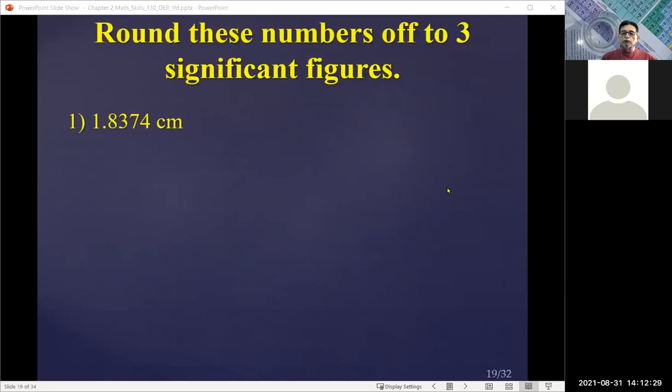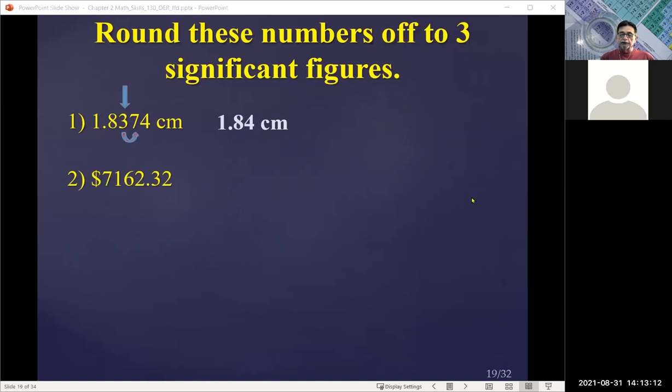Okay, for example, round these numbers to 3 sig figs. To determine the 3 sig figs, you start from the left and count 3 positions to the right. And that's where it is. Okay, 1.8374. We go to the 3rd significant figure digit, from left to right, and that's the 3. We look at the neighbor. It's a 7. Using the rounding rules, it's greater than or equal to 5. Therefore, that 3 becomes 4. So we round it up to 1.84. Don't forget your units, centimeters.